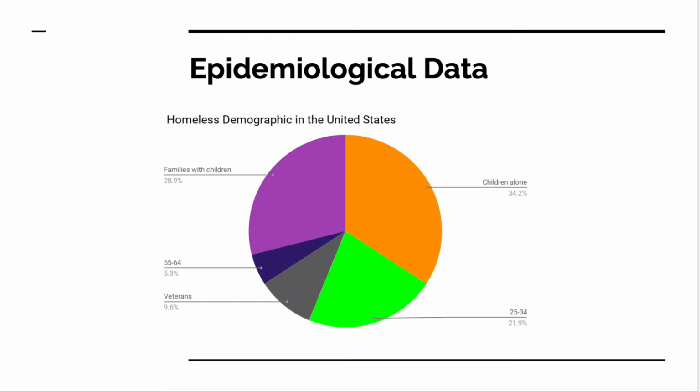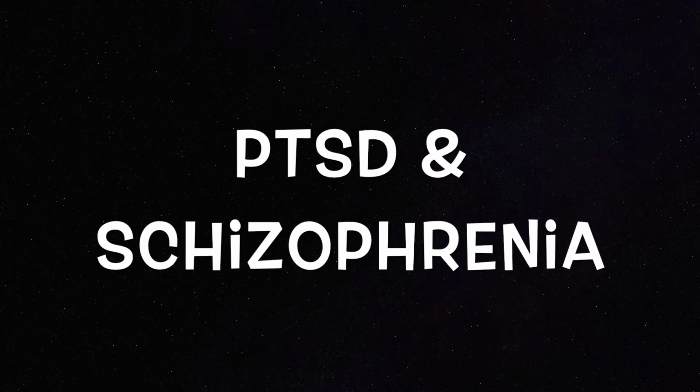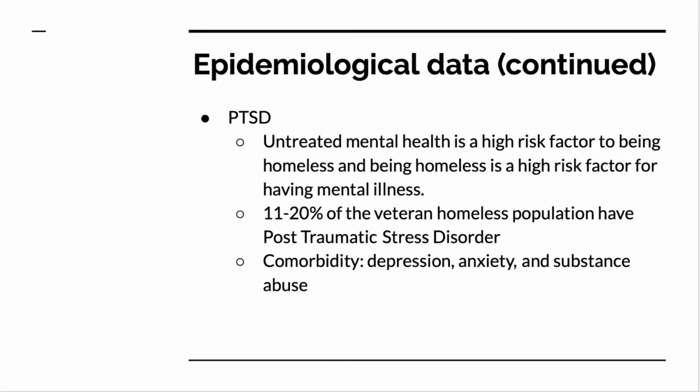According to the National Coalition for the Homeless, inadequate income, the issue of no affordable housing, and people leaving from situations of domestic abuse are the main reasons for homelessness. To add on top of that, rural areas tend to have higher percentages of homeless than urban areas, and because of this, it causes a high state of poverty and low quality of life. The two main types of mental illnesses are post-traumatic stress disorder and schizophrenia. It is important to keep in mind that untreated mental health is a risk factor to being homeless, and being homeless is a risk factor that can lead to mental illness.